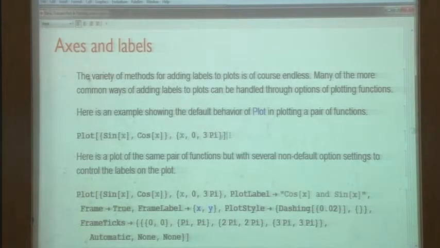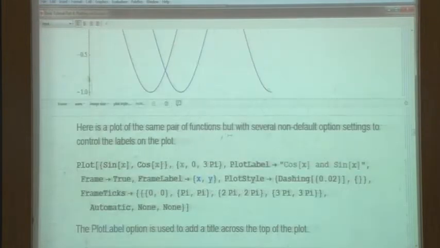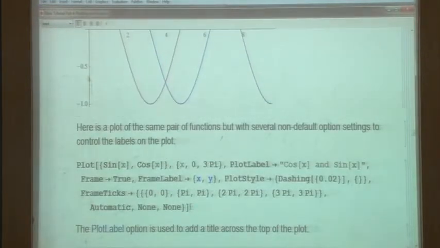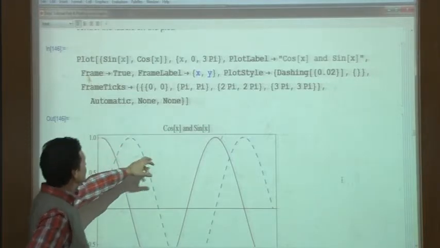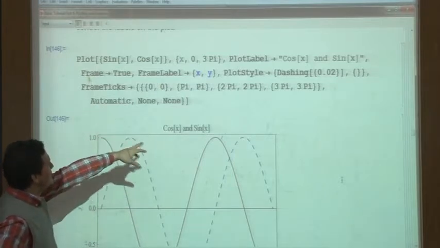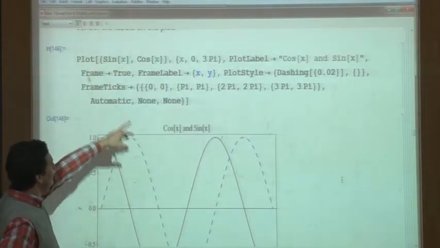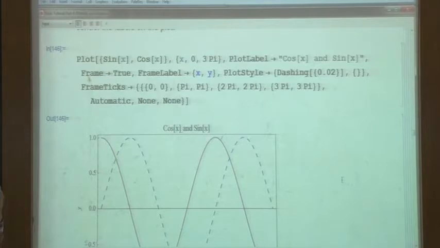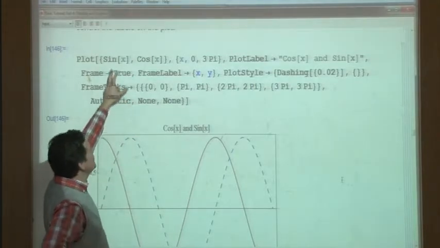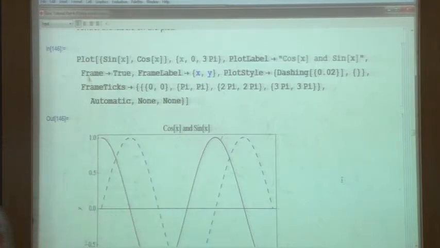Alright, so now we can talk about axes and labels. This is the nice one, so take a look at this, because you may want to create professional looking graphs, and then you will have to give all those options. You can use PlotLabel, cosine x and sine of x. You can use Frame as True, FrameLabel, to label the frame. You can also use PlotStyle for dashing. Dashing for the first function, which is sine of x, but you can see that dashing here is empty for the second function, so it's being left that way.